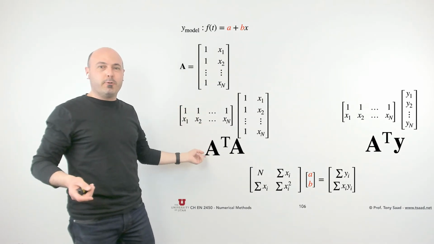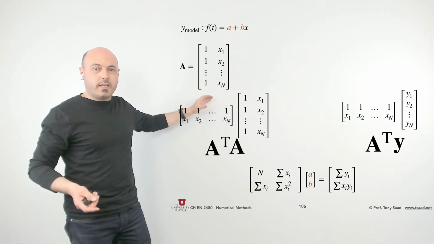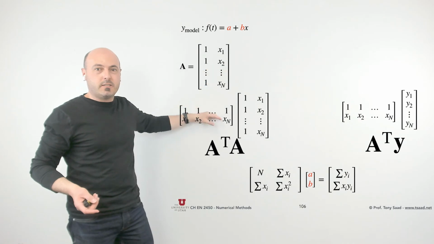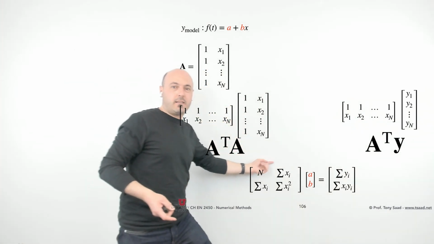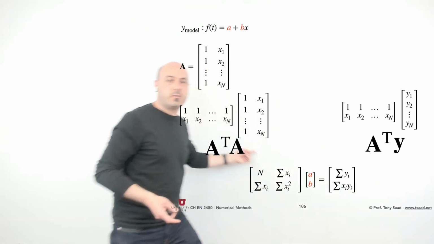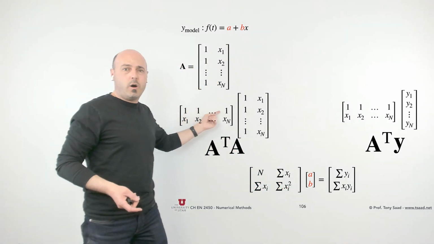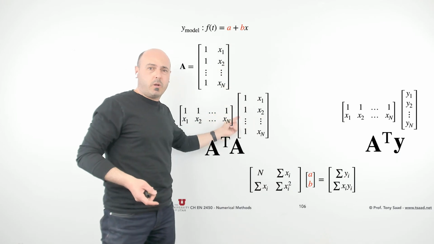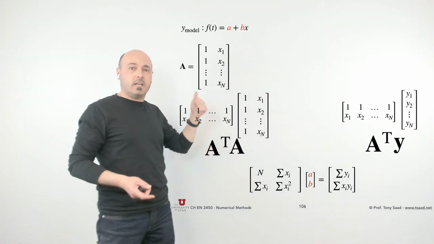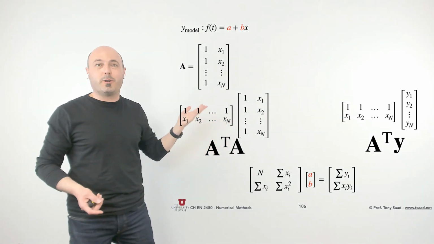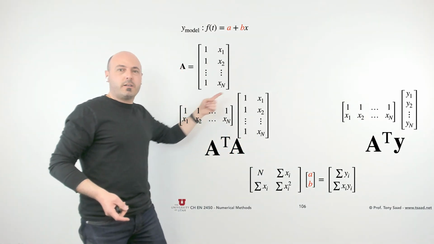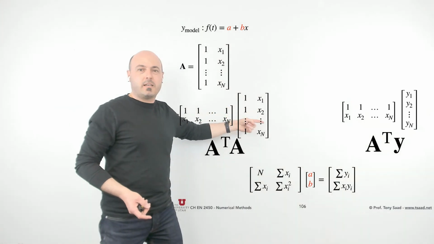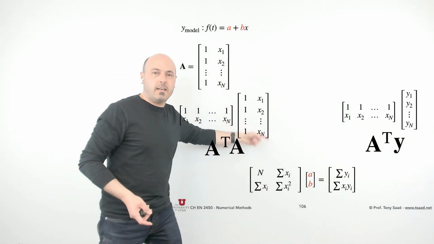Now you do A transpose times A. You take the transpose of the matrix, and you multiply it by the matrix itself, and then you get the final coefficient matrix. Look at it, do it yourself. 1, 1, 1, 1, 1, 1, 1 times 1, 1, 1, 1, 1, 1, 1 is going to be n. It's going to be 1 plus 1 plus 1 plus 1 plus 1, n times. Now for the second entry, the sum of xi, it's 1 times x1 plus 1 times x2 plus 1 times xn, et cetera.